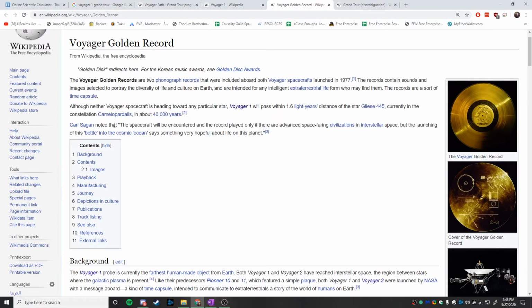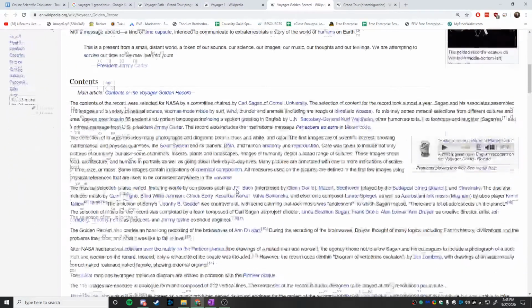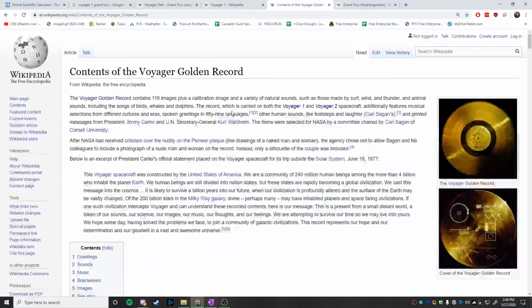So Sagan noted that the spacecraft will be encountered and the record played only if there are advanced spacefaring civilizations in interstellar space, but launching this bottle into the cosmic ocean says something very hopeful about life on our planet. Here's the contents of the record. I want to show you what music is on there.